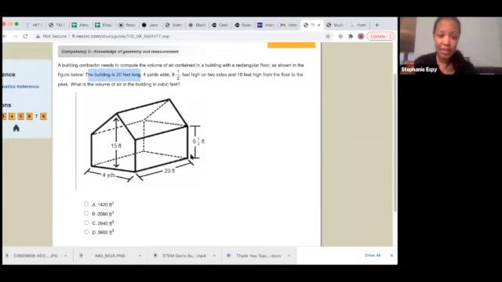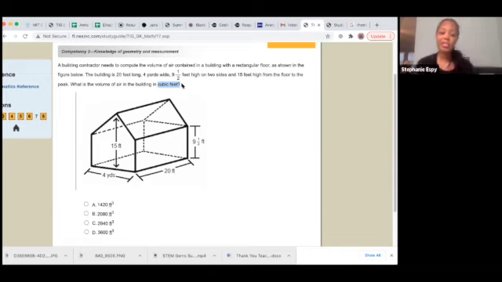So we see 20 feet long, 4 yards wide. So we got some unit differences here, 4 yards, not feet. And then 9.5 feet high on 2 sides and 15 feet high from the floor to the peak. So 15 feet high from the floor to the peak. What is the volume of air in the building in cubic feet? So we got an issue here with the yards. We got to do a conversion here with the yards. So we want our final answer in cubic feet.